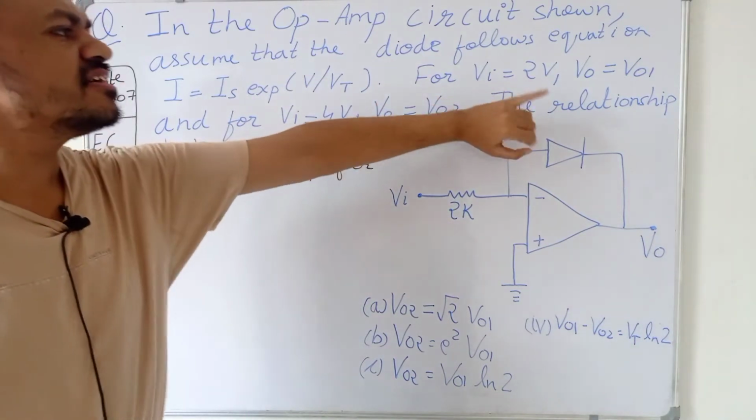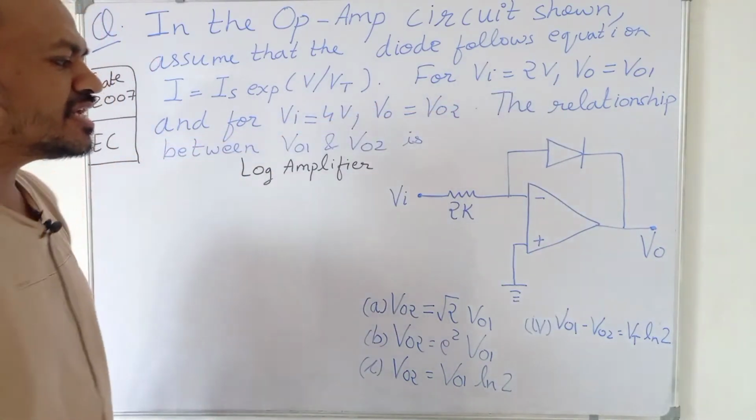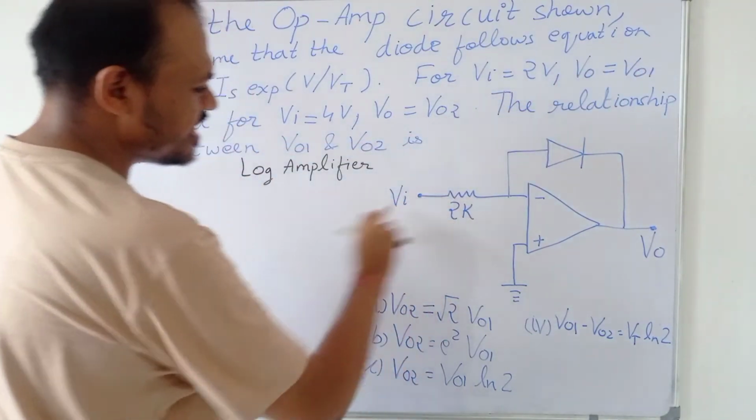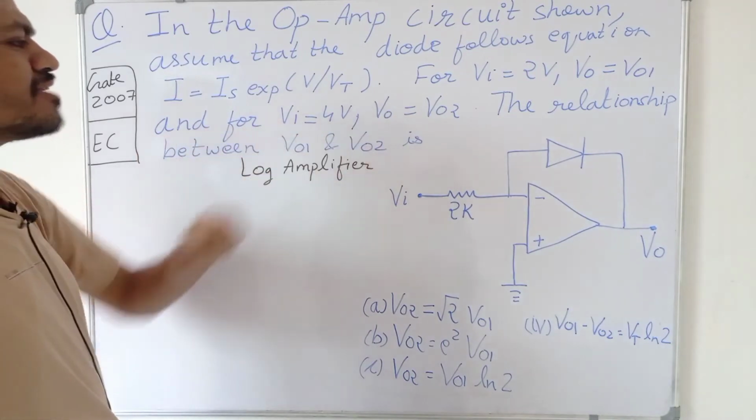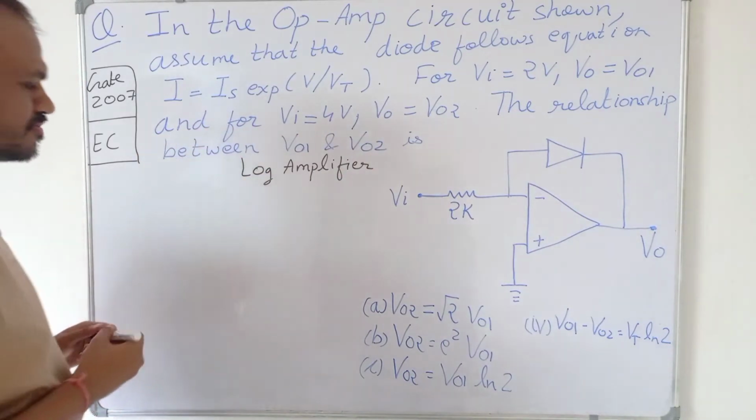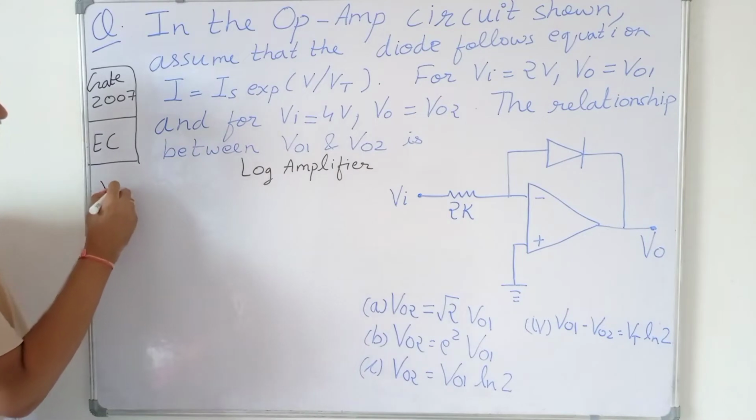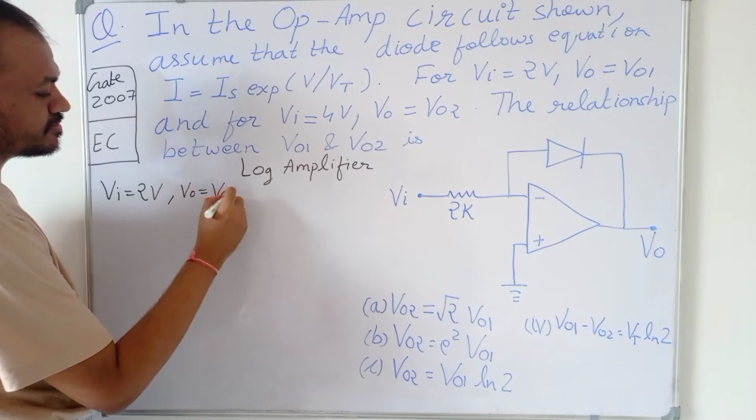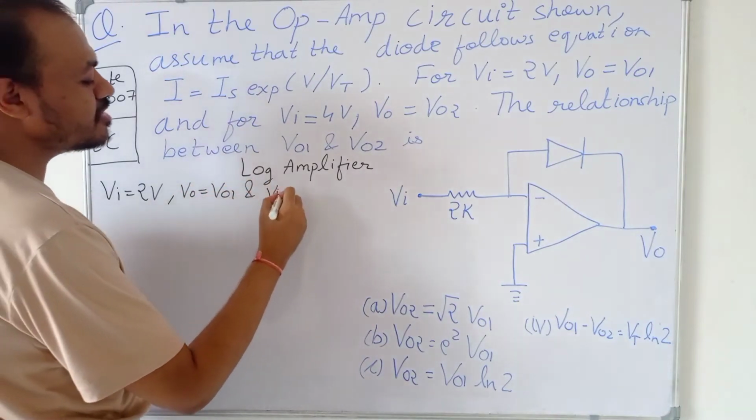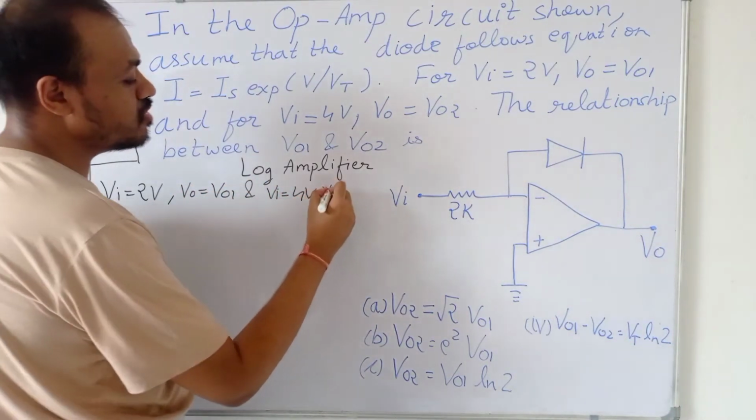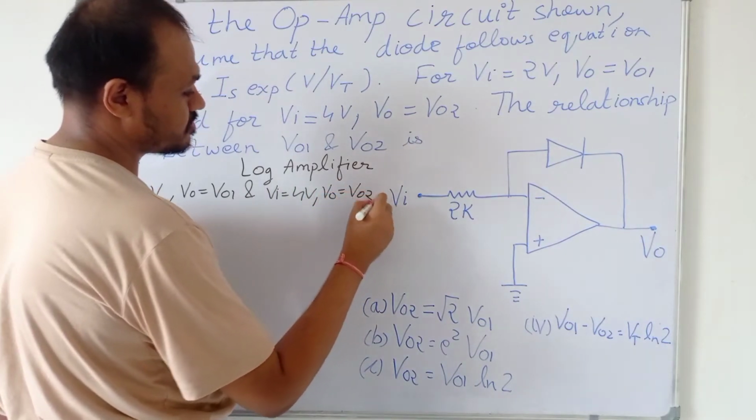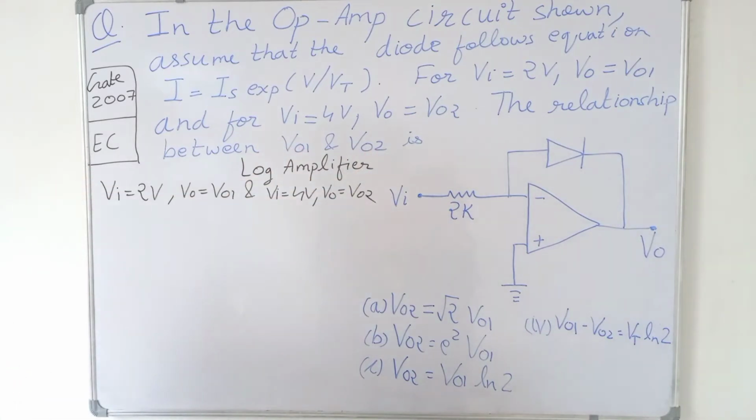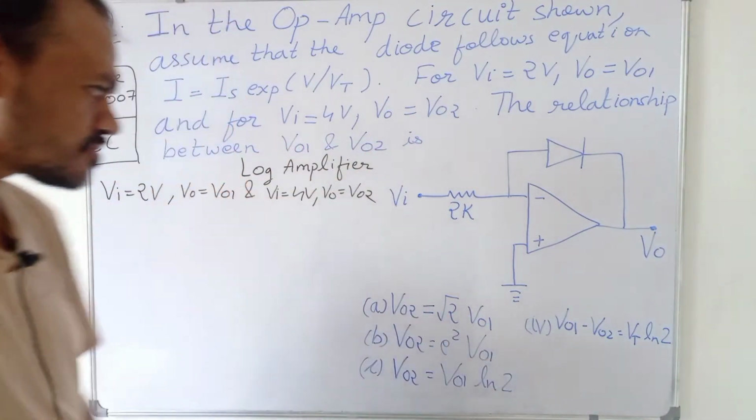Now it says that when Vi is equal to 2 volt, Vo is equal to Vo1. And when Vi is equal to 4 volt, Vo is equal to Vo2. We have to find the relationship between Vo1 and Vo2, and we are given four options.